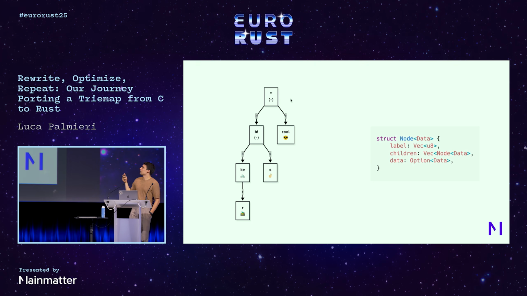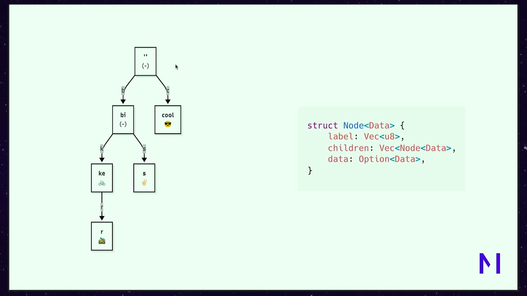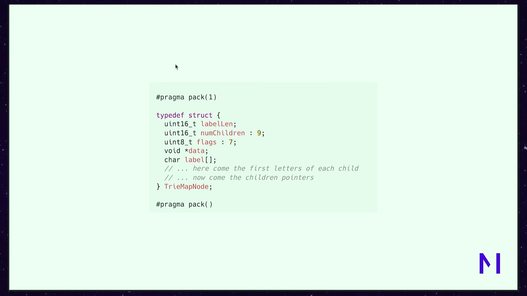Logically, what does that TrieMap node look like? You need to keep track of three pieces of information. You want to know the label of that node. You want to know the children of that node. And you want to know whether or not that node has a payload. So let's take a second to go through the definition of the C implementation for a TrieMap node. I'll give you a few moments to read through it.